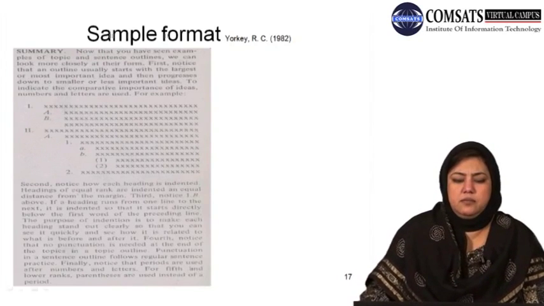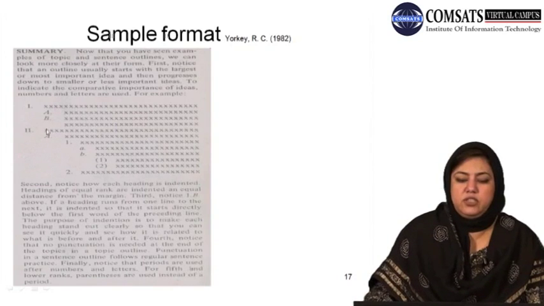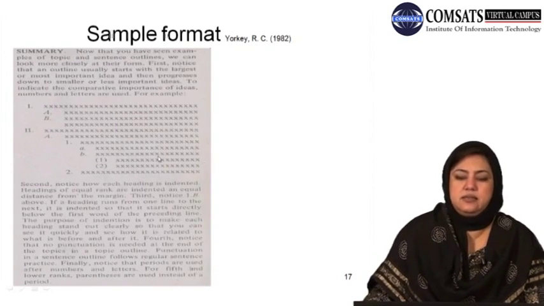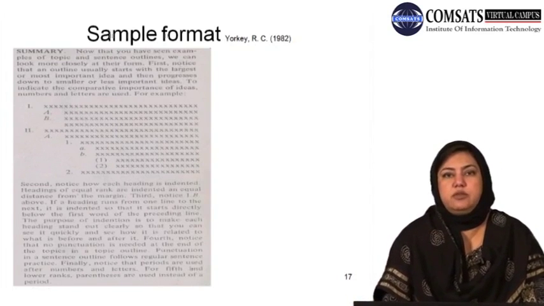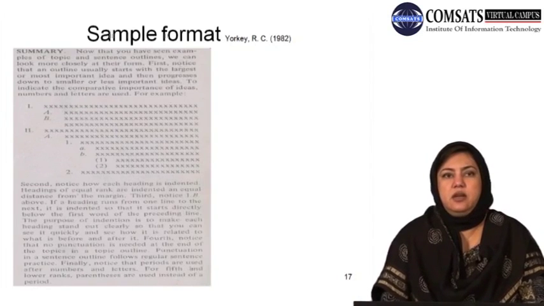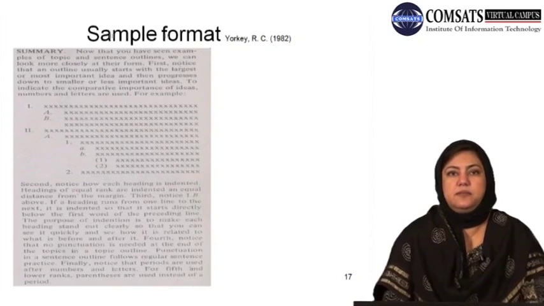Wherever you follow indentation, it clearly gives you the idea how much bigger or how much smaller an idea is. So you can decide how much time and space you would give to the explanation of that idea or to the expansion of that idea when it comes to real writing.